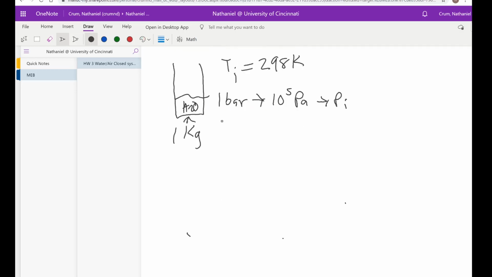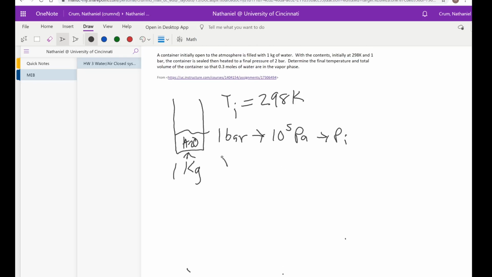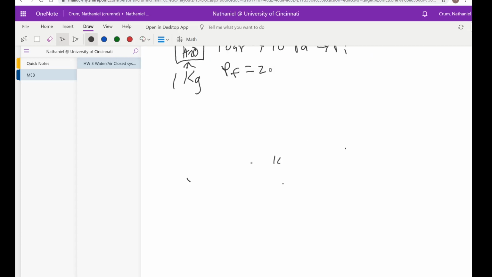Okay, and our final pressure is 2 bar, so 2 times 10 to the 5th.